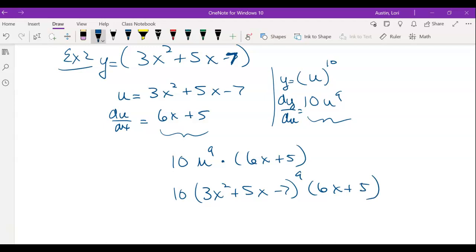There it is. There's your answer. There's your derivative. We can call that y prime. You can call that dy dx. You can call that whatever you want to call it, y prime or dy dx.